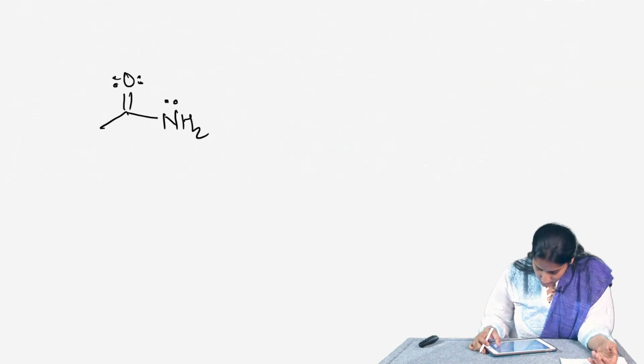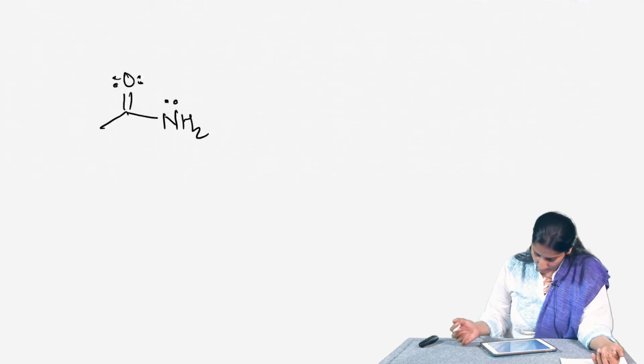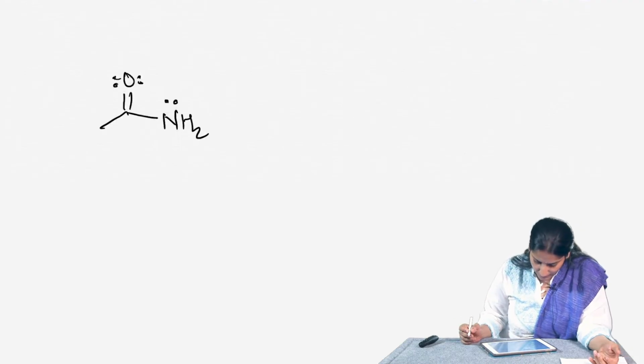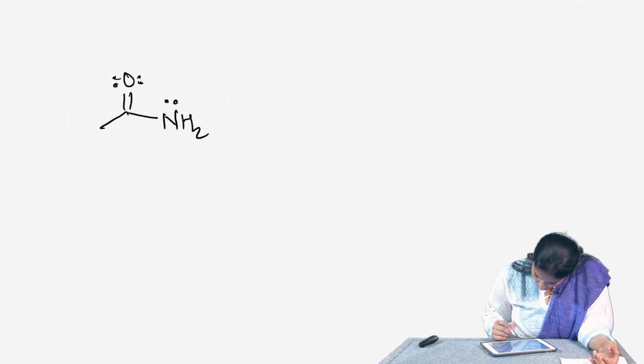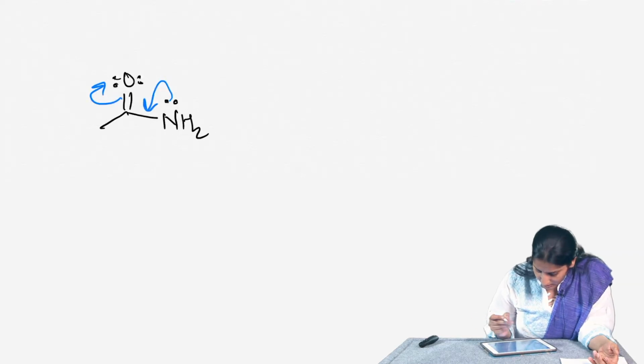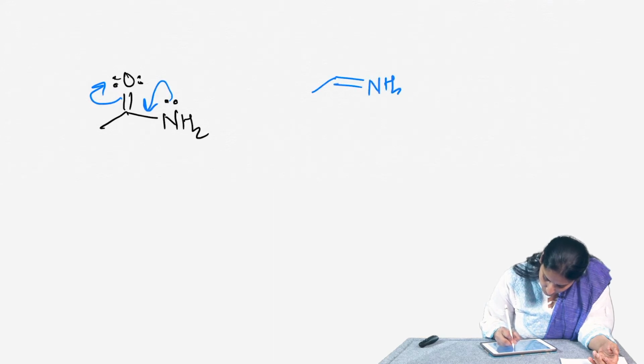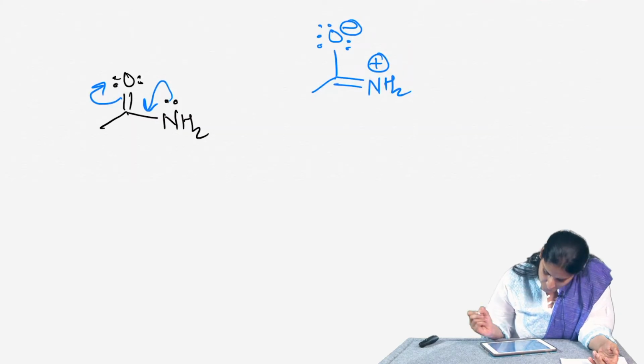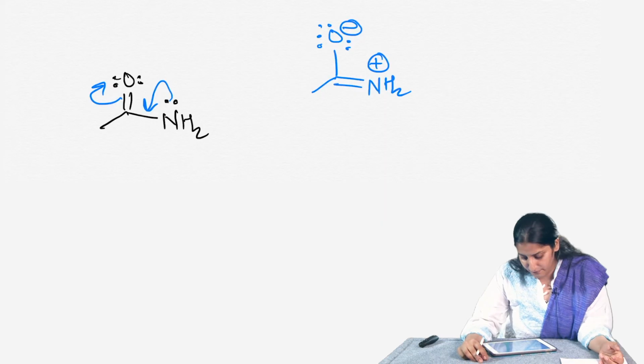Okay. So, let us look at some more examples. Here we have an amide. In this amide, the nitrogen can put electrons here and we can really have an overlap such that the carbon and nitrogen form a double bond, and the oxygen and carbon form a single bond.